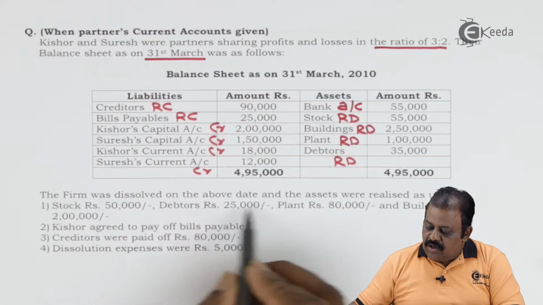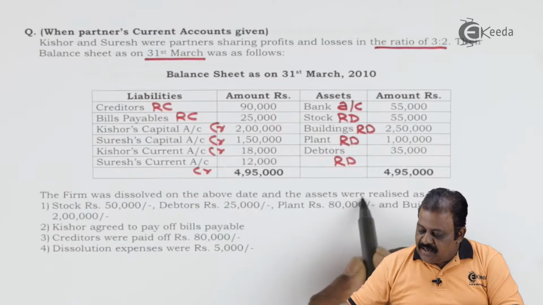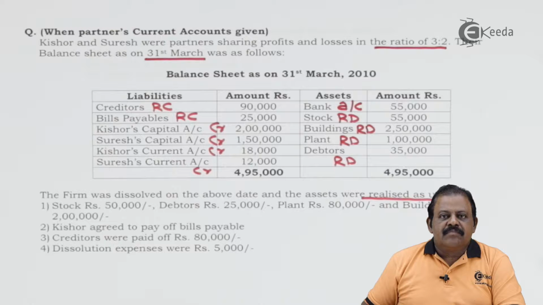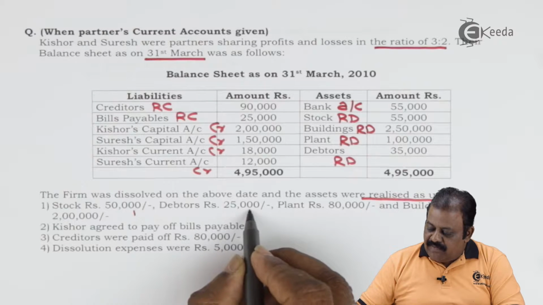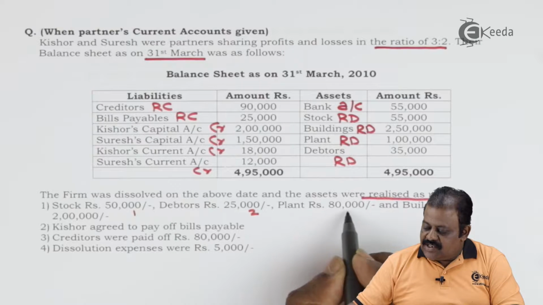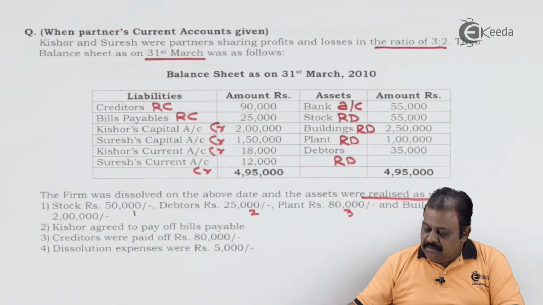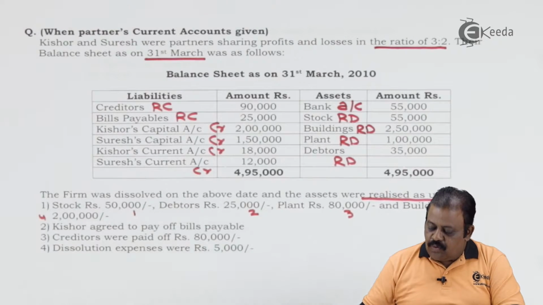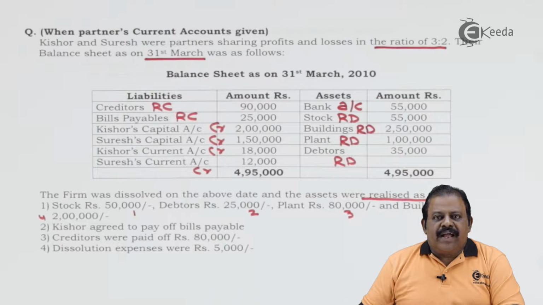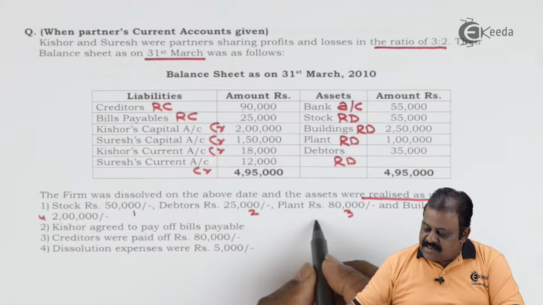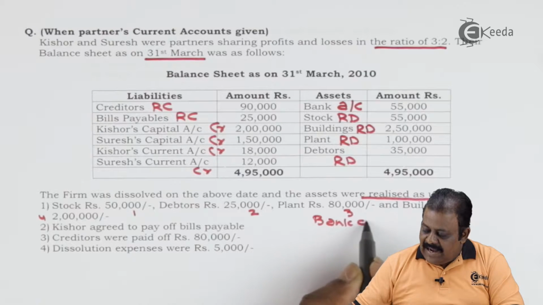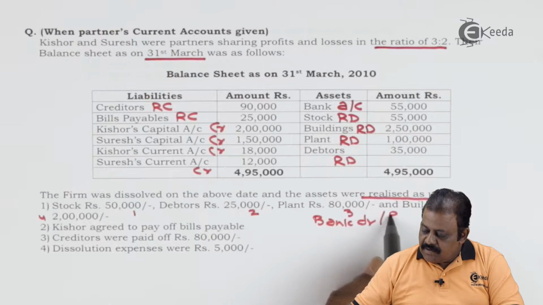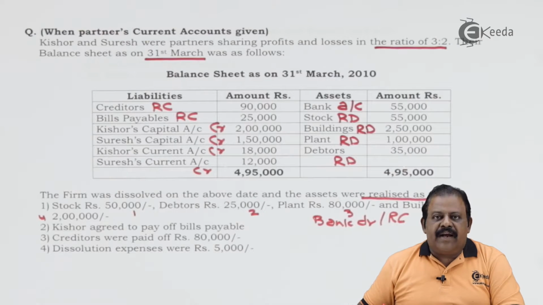The firm was dissolved on above date and the assets were realized as under. Stock 50,000, 1. Debtors 25,000, 2. Plant and machinery 80,000, 3. Building 2 lakhs, 4. 4 assets are sold. Amount is received. Bank debit, realization account credit.